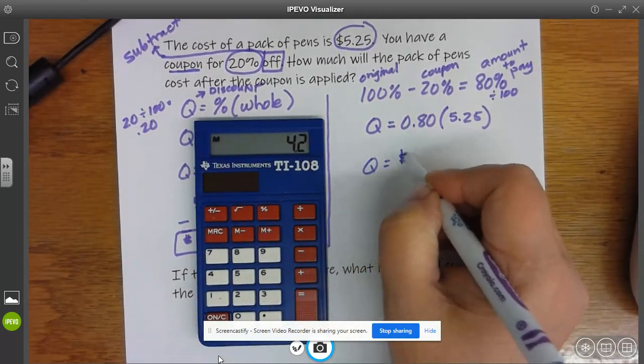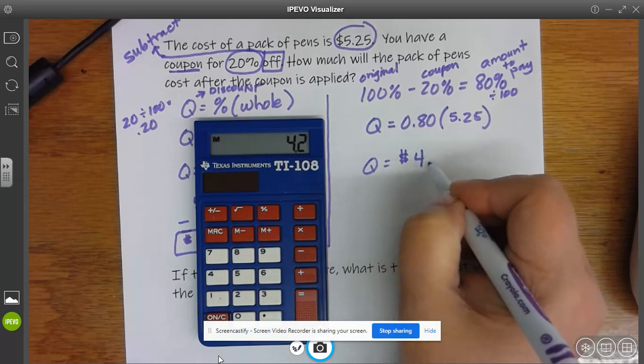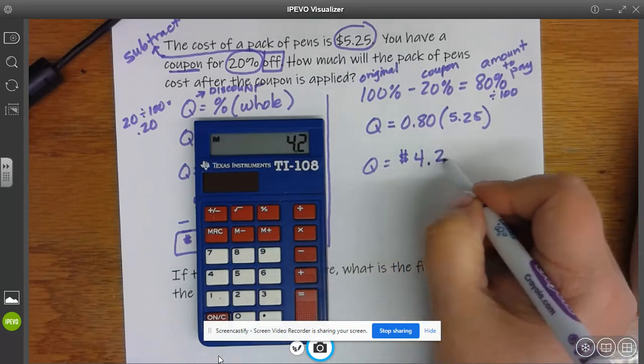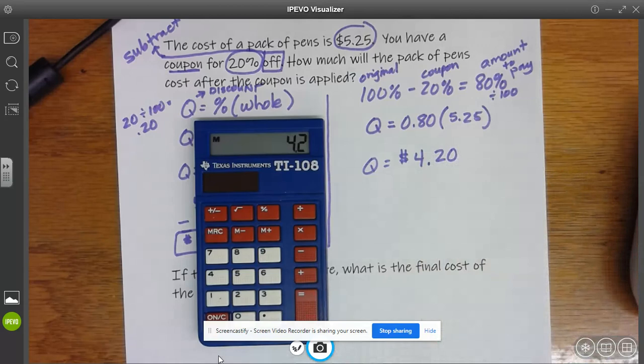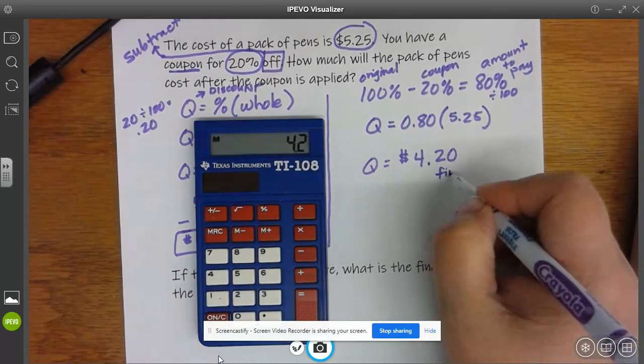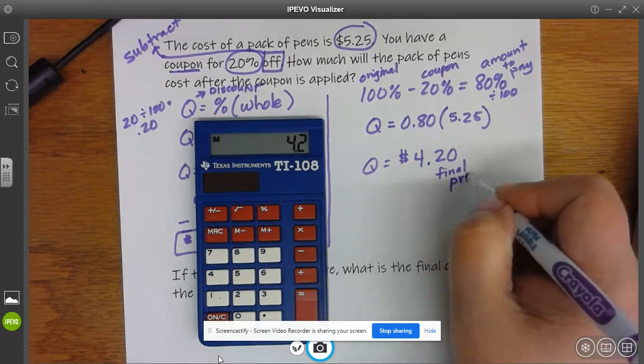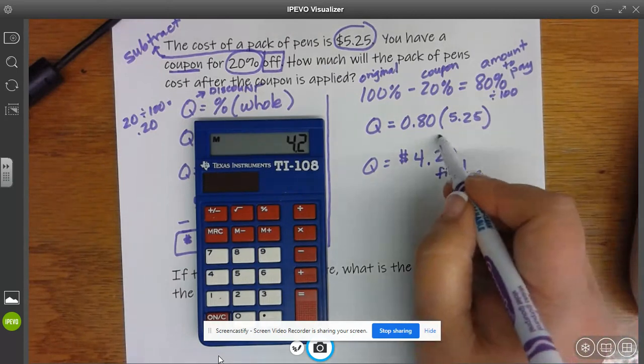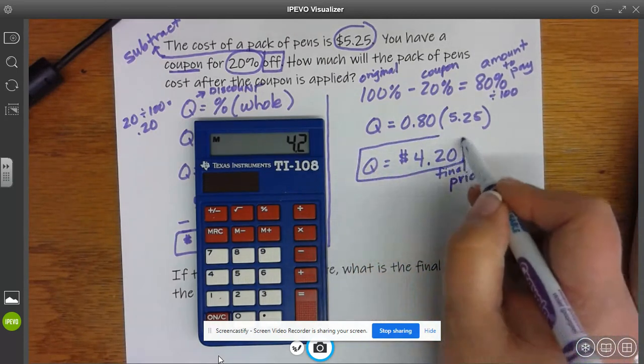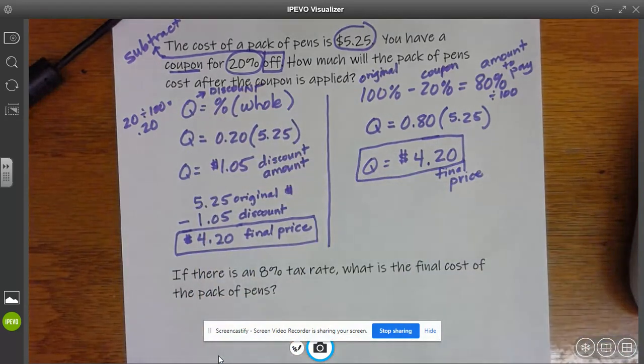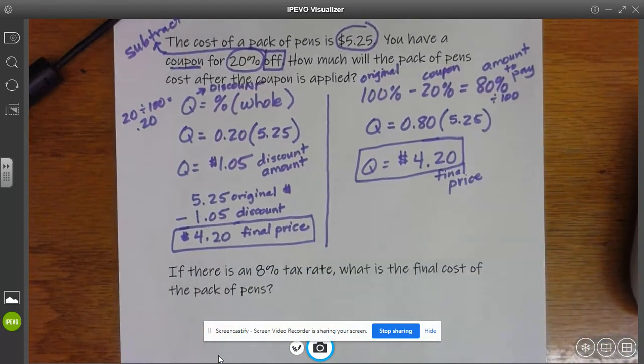Now, of course, we want this as money, so it's not going to be 4.2. We have to add that 0 in on the hundredths place, and that's going to be our final price of the set of pens. And if you look, when I move the calculator, you'll see we got the same answer for both ways. This one's a little bit more efficient because it gets you to the answer faster, but either way is acceptable.